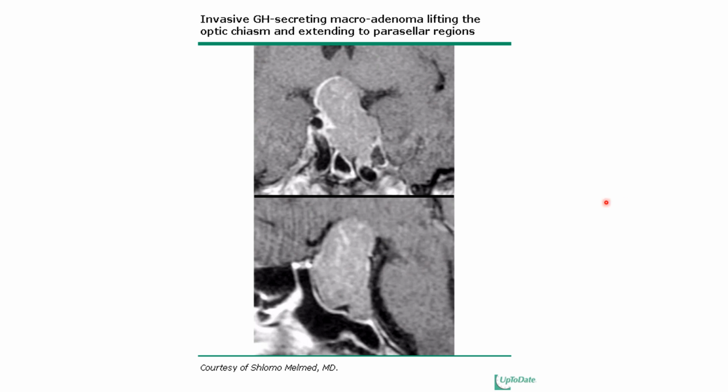So here you can see the invasive growth hormone secreting macroadenoma, lifting the optic chiasma, which causes a bitemporal hemianopia, and which extends to the parasellar region.